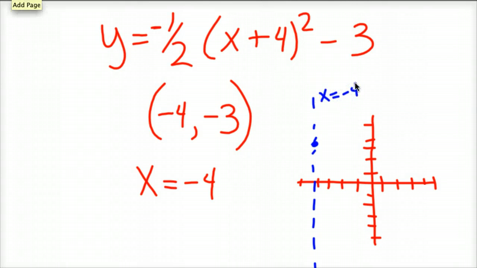And since this is a -1/2 here, I know this is going to open down. So it's generally going to look like this. So in later videos I'll show you how to get a little more precise with what it looks like.